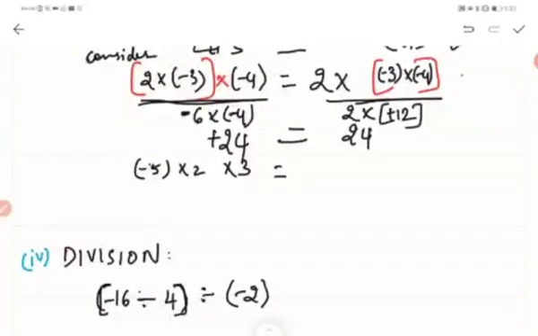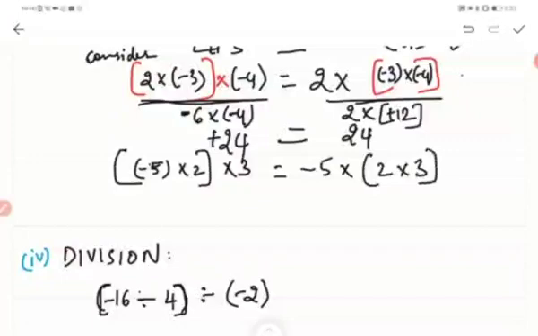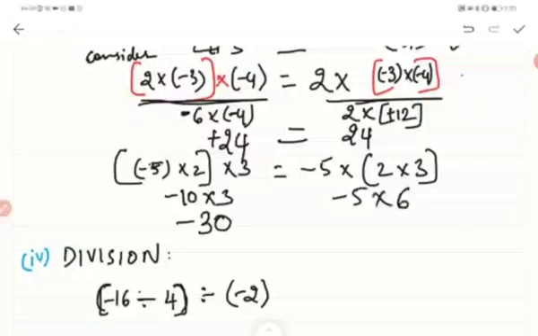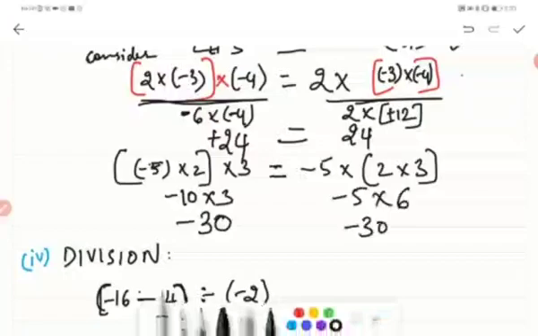Let's see. I have taken minus 5 and 2 in bracket. Now I am shifting the bracket to minus 5, that is 2 cross 3 I am taking in a bracket now. Now calculate: 5 twos are 10, it is minus 10 and you'll get minus 30 on the left hand side. Here minus 5 and 3 twos are 6. So here you'll get again minus 30. So by these examples you can say that the associative property is true under multiplication.